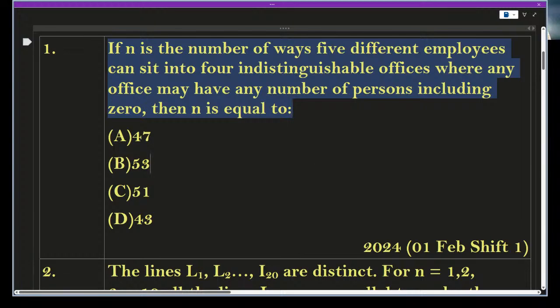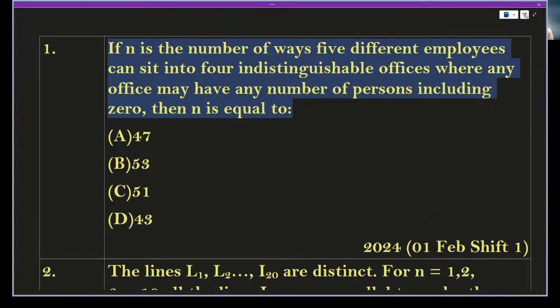If n is the number of ways 5 different employees can sit into 4 indistinguishable offices, where any office may have any number of persons including 0, then n is equal to what? It's a very good sum. That's why I've selected this one as first. It came in 2024, 1st February, shift 1.